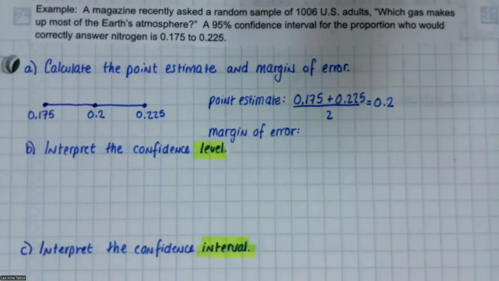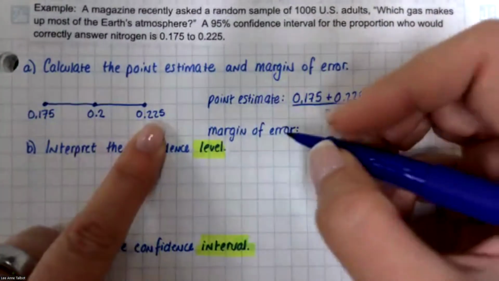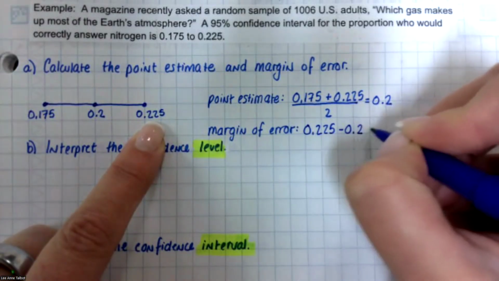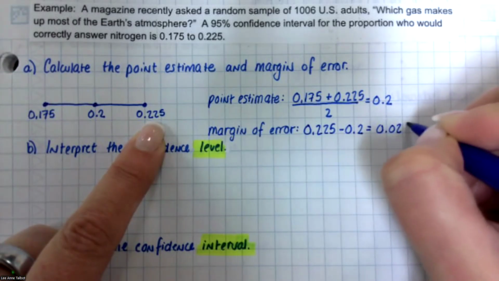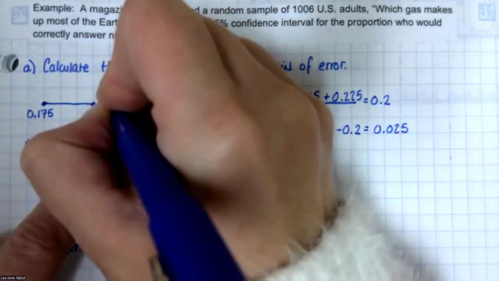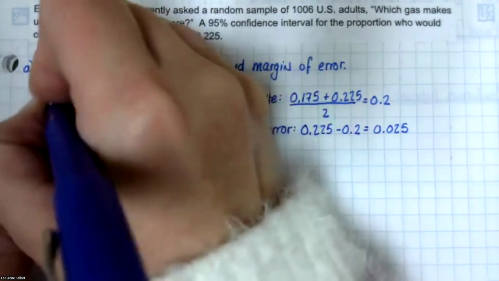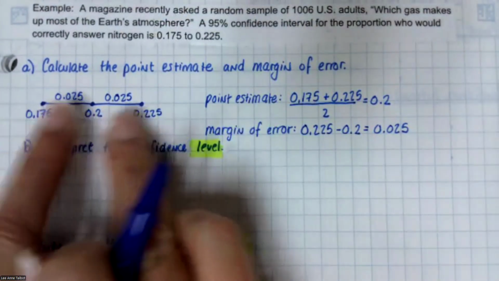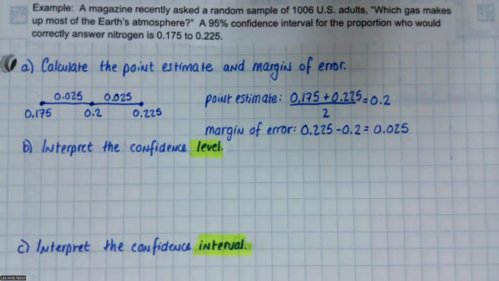With the picture, I think it's just easier to go 0.225 minus 0.2, 0.025. So what that's saying is the distance on the wingspan on each side is 0.025. Okay. Very, very simple math, but I want you to connect it to those vocab words.